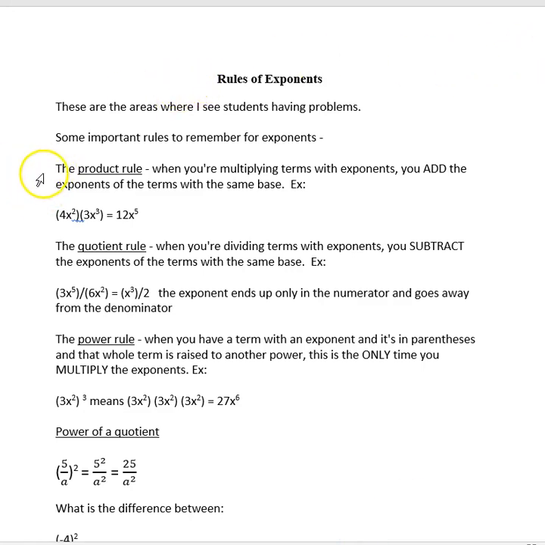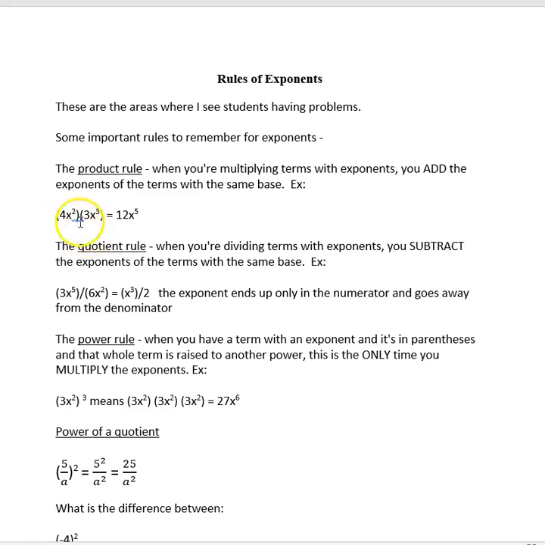The first rule that we've used is the product rule. The product rule is when you are multiplying terms with the same base and exponents. When you are multiplying, you actually add the exponents. Here's an example. 4x squared times 3x cubed.